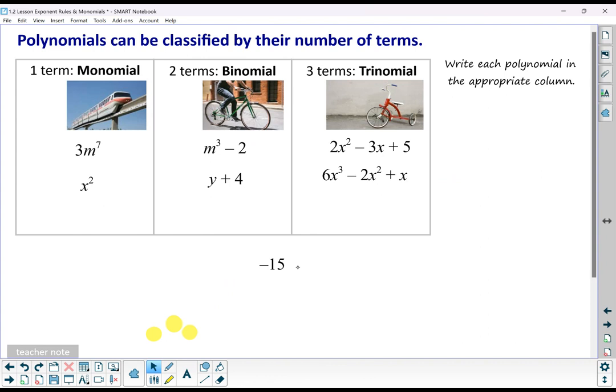And then finally, you've got this negative 15. So it is just one single term, so that is a monomial. It's called a constant monomial.